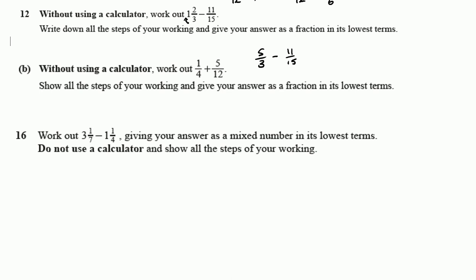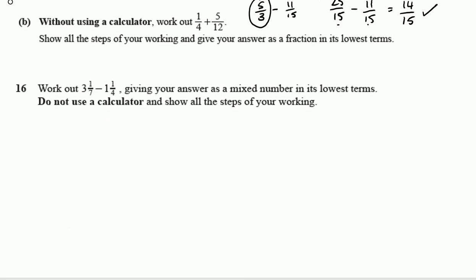So I'm looking for a number that 3 goes into and 15 goes into. And of course the best choice here is 15. If you see something else, for instance, you might see 45 or 30 or something like that, you can use whatever you see. 5/3 I'm going to write by timesing top and bottom by 5 as 25/15. That means I can leave the 11/15 alone and I have my common denominator. 25/15 minus 11/15 is of course 14/15. And that one doesn't get any simpler, so I'm done.